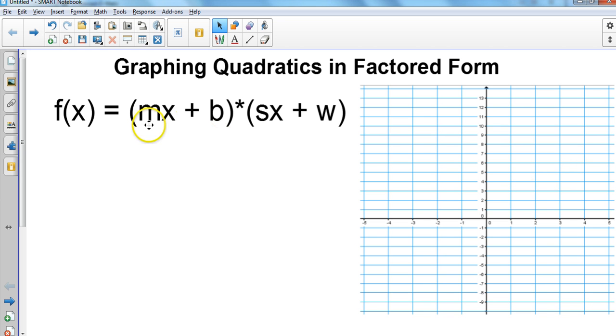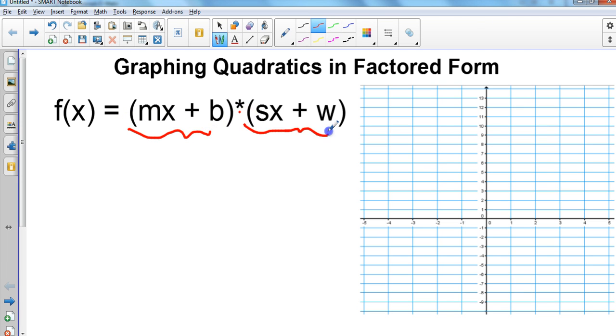So here's factored form, where we take a linear factor, some line, times another line, right? When we graph all quadratics, we really want to find that vertex point, because the vertex lives on that axis of symmetry, right? So if we know where the axis of symmetry is, which is the vertex as well, then we know what's going on both sides of that axis of symmetry, which gives us a good understanding of the graph.